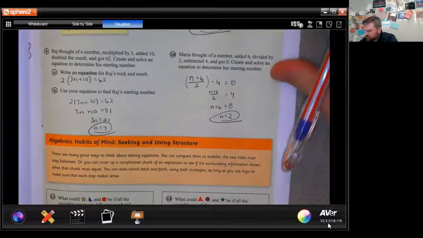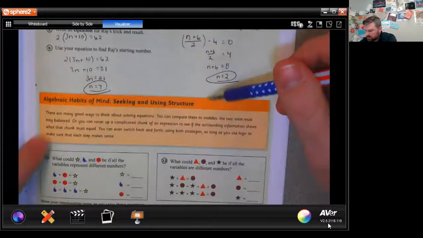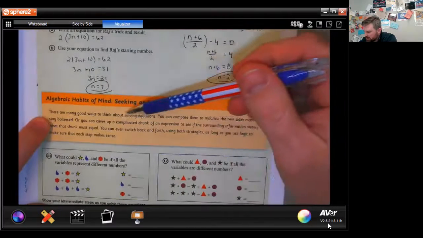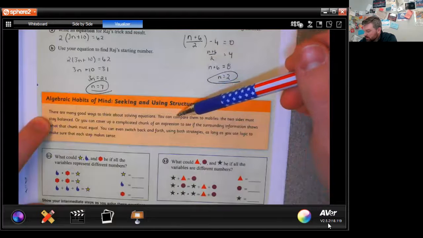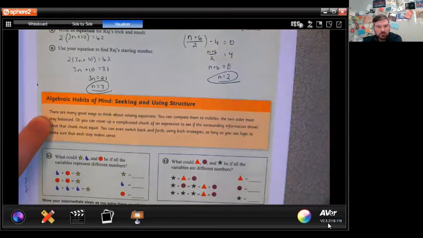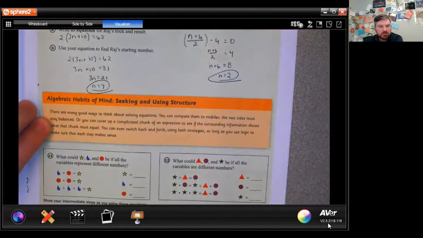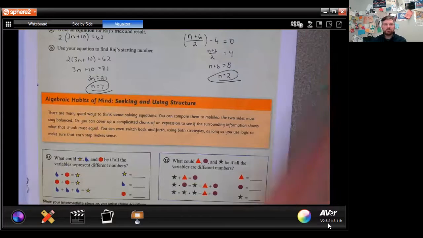Okay, algebraic habits of mind, seeking and using structure. There are many good ways to think about solving equations. You can compare them to mobiles. The two sides must stay balanced, or you can cover up a complicated chunk of an expression to see if the surrounding information shows what the chunk must equal. You can even switch back and forth using both strategies as long as you use logic to make sure that each step makes sense.